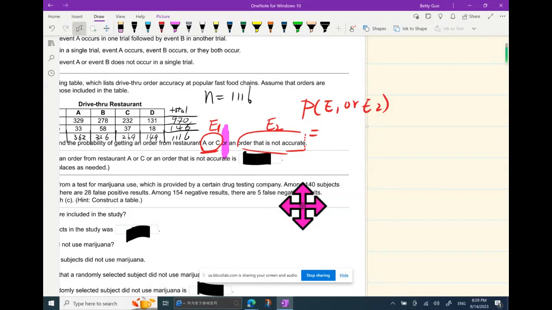Then are E1 and E2 disjoint or not disjoint? Could an order from A or C be not accurate? Would E1 and E2 be able to happen at the same time? So disjoint or not disjoint?